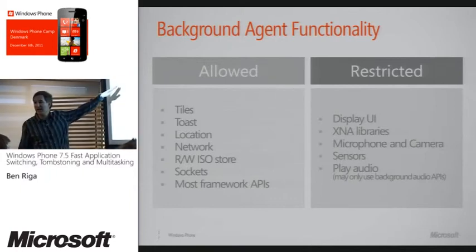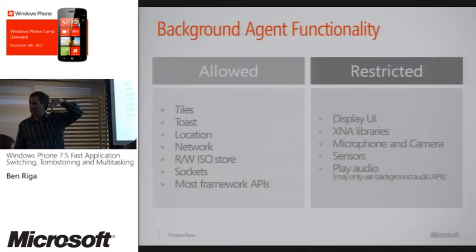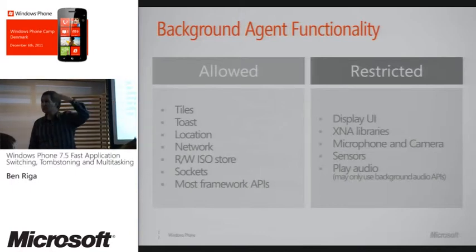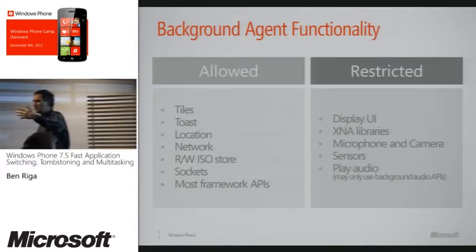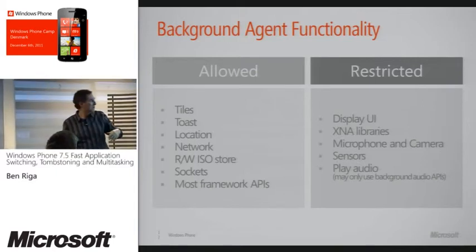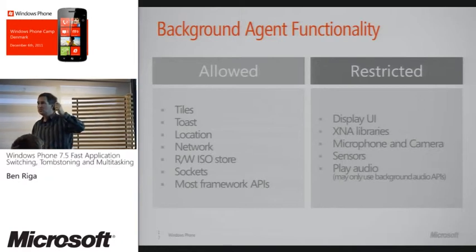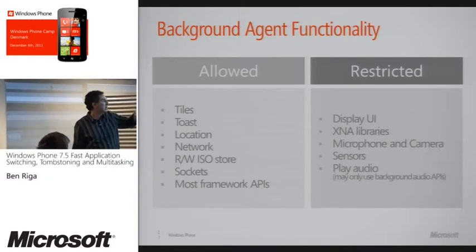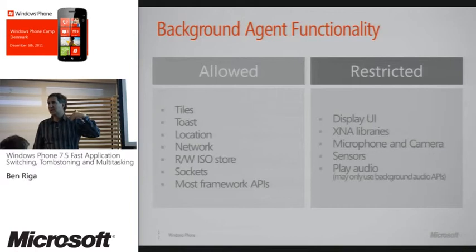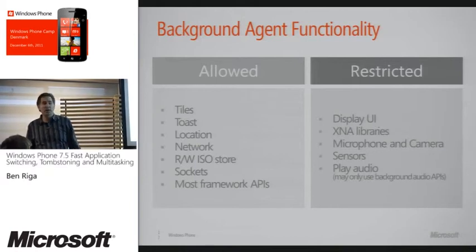So there are certain things you can do and certain things you cannot do. Things like updating the tiles. Remember we talked about live tiles? We're going to talk a lot more about live tiles in a few minutes. Popping up a toast on the screen, which is a very intrusive thing to do, but sometimes important. And we're actually going to see that in a few minutes. You can use location and check the GPS or location on the device. You can go to the network and pull stuff down, right? Do a web service call or what have you.